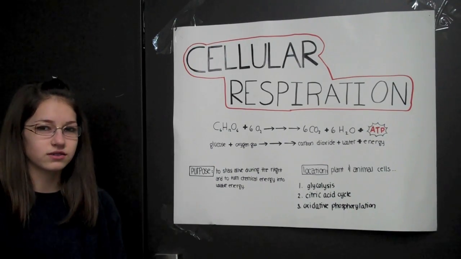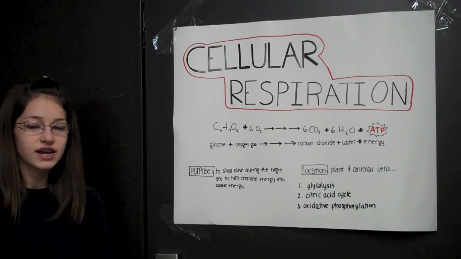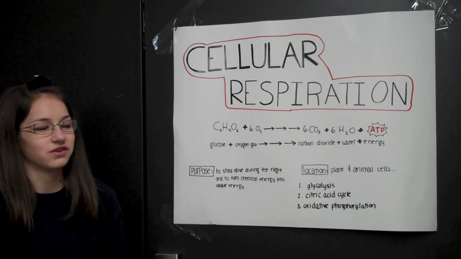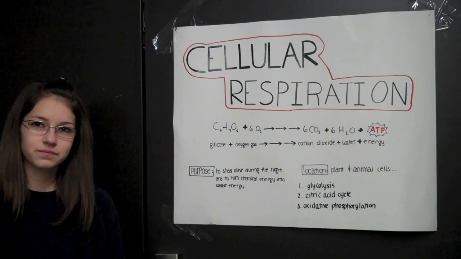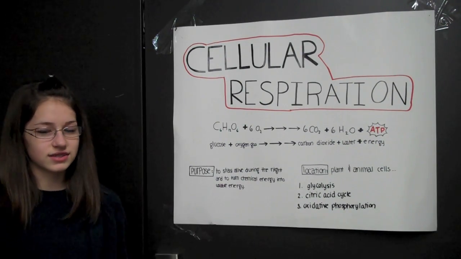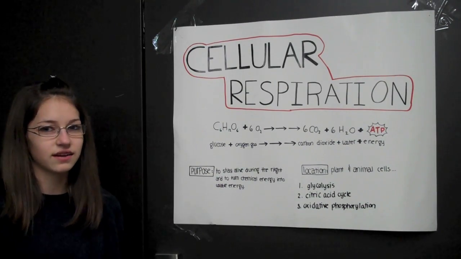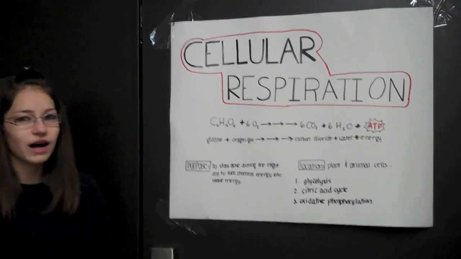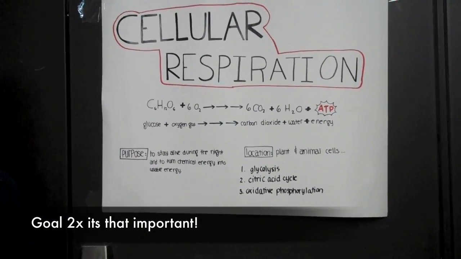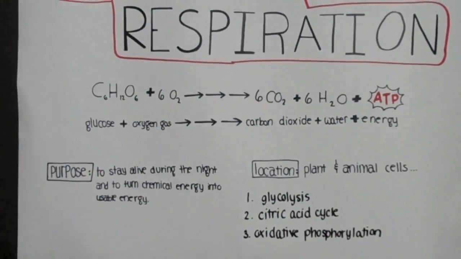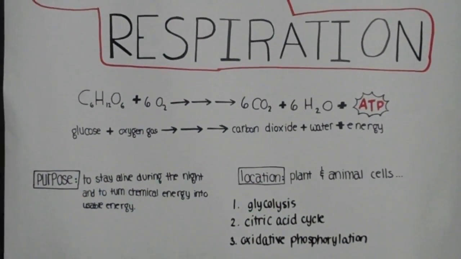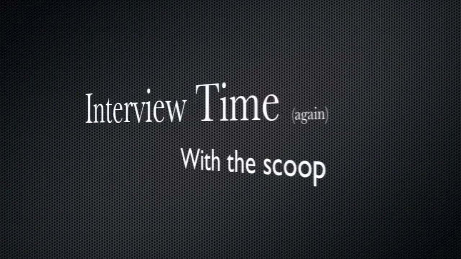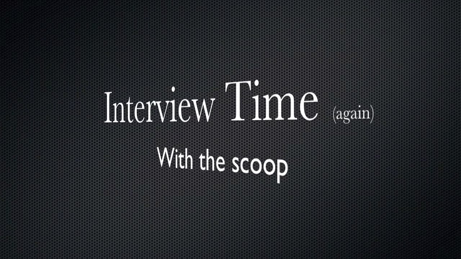Plant and animal cells use cellular respiration to stay alive during the night and to turn chemical energy into usable energy. What are the 3 primary steps? Glycolysis, the citric acid cycle, and oxidative phosphorylation. So what's the goal of it? Well, cellular respiration takes glucose and oxygen gas and turns it into carbon dioxide, water, and energy in the form of ATP, enabling all living things to be.